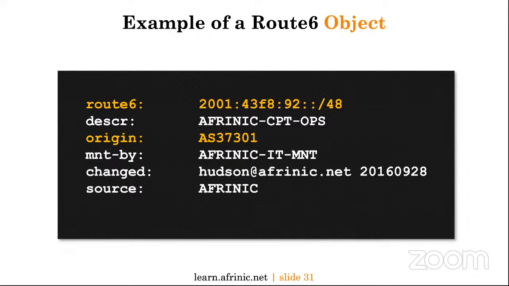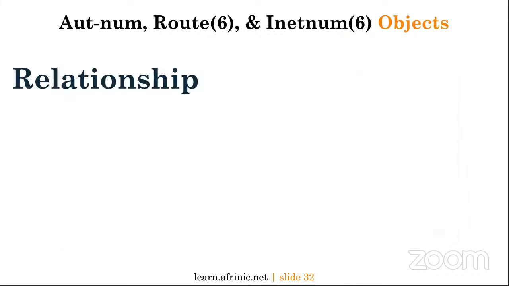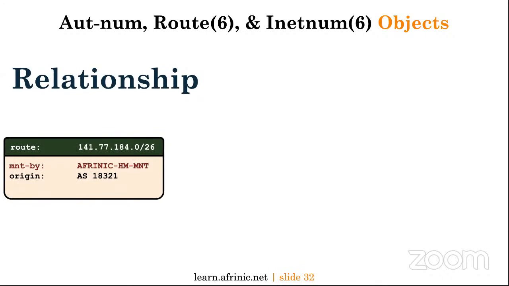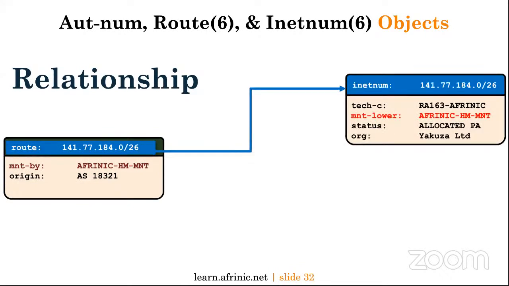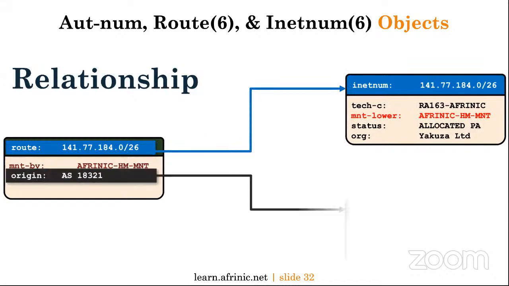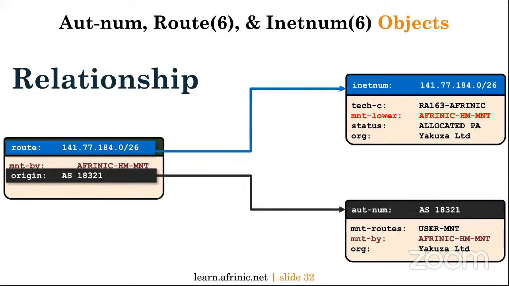Okay. Now, how does the route object relate to other objects in the routing registry? Remember at the beginning of the webinar, I showed you in the Whois, the objects are related. So you have your route object, and it's from your inetnum location, okay? And the origin is also related to an AS. So the primary key of the AS is the origin value in the route object.